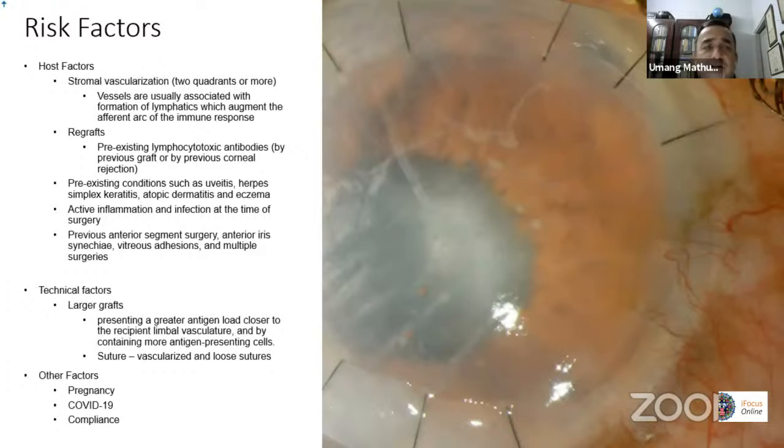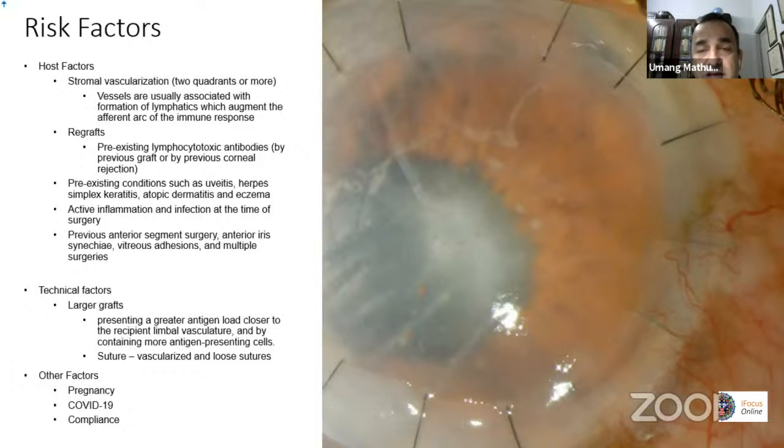Now, what are the risk factors for graft rejection? They could be host factors, which are the most important. The most important, as we just discussed, is stromal vascularization, especially more than 2 quadrants of stromal vascularization, like over here, would be a risk factor. The best success you get in a graft is in the first attempt, when you do the first graft. Repeated grafts, basically, would have pre-existing lymphocytotoxic antibodies, which make the graft prone to further rejection.